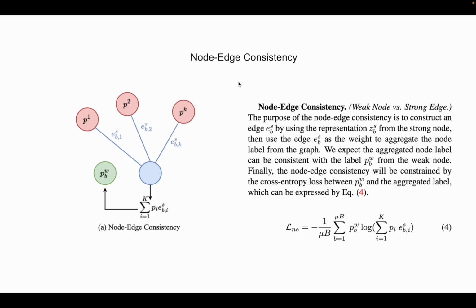The second one is the node-to-edge consistency. The purpose of the node-to-edge consistency is to construct an edge by using the representation from the strong node, and then use the edge as the weight to aggregate the node labels from the graph. We expect the aggregated node label to be consistent with the label from the weak node. And here we apply the cross-entropy loss.